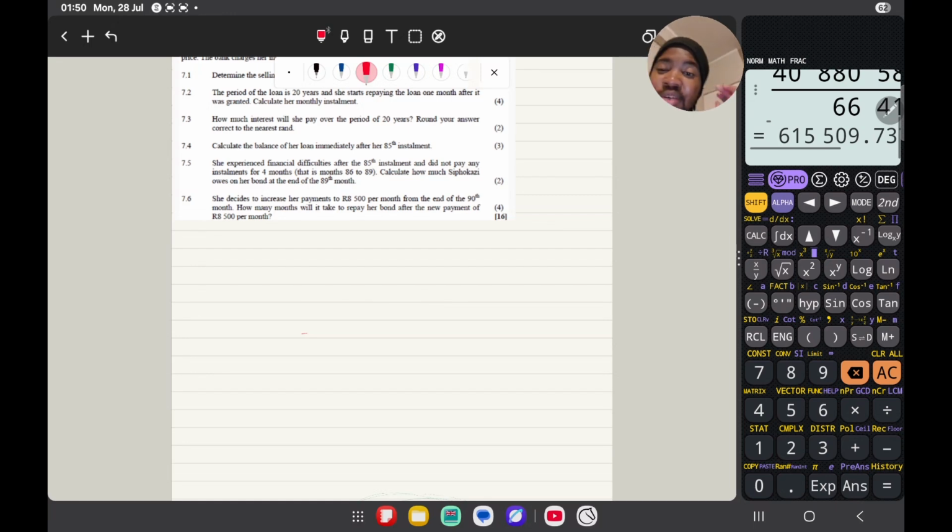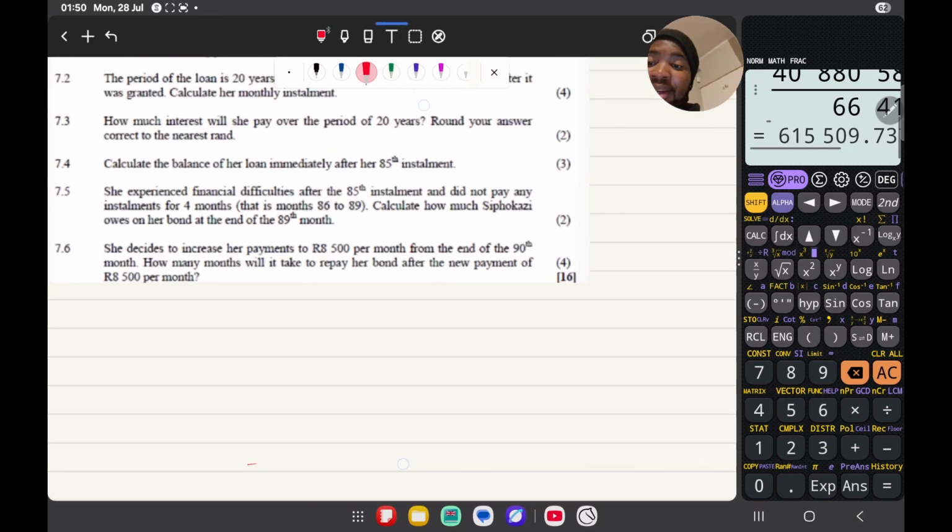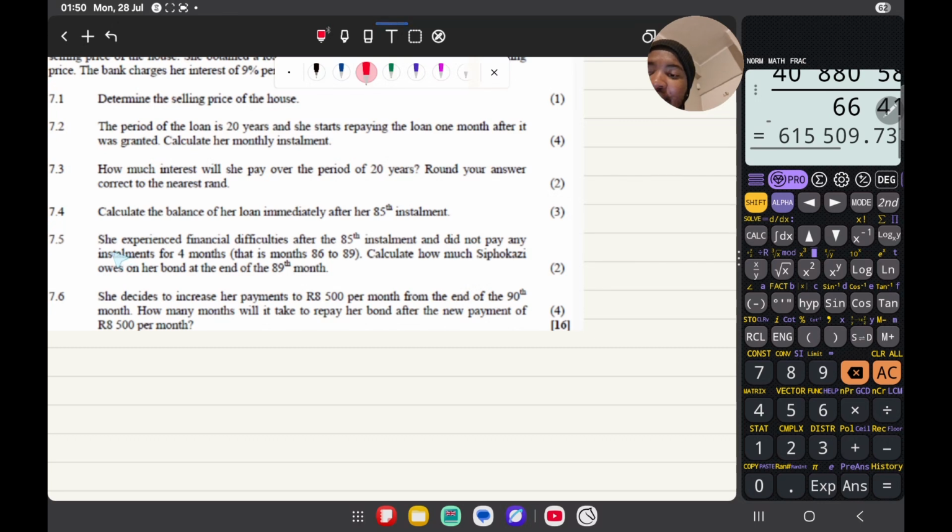Cool. So we did calculate how much money is remaining. Now, she experienced some financial difficulties after the 85th installment and did not pay for 4 months. So that is 86, 87, 88, 89. And then they ask us to calculate how much Sipho Kazi owes on her bond at the end of month 89. So this is during the time when she didn't pay. How much does she owe now?